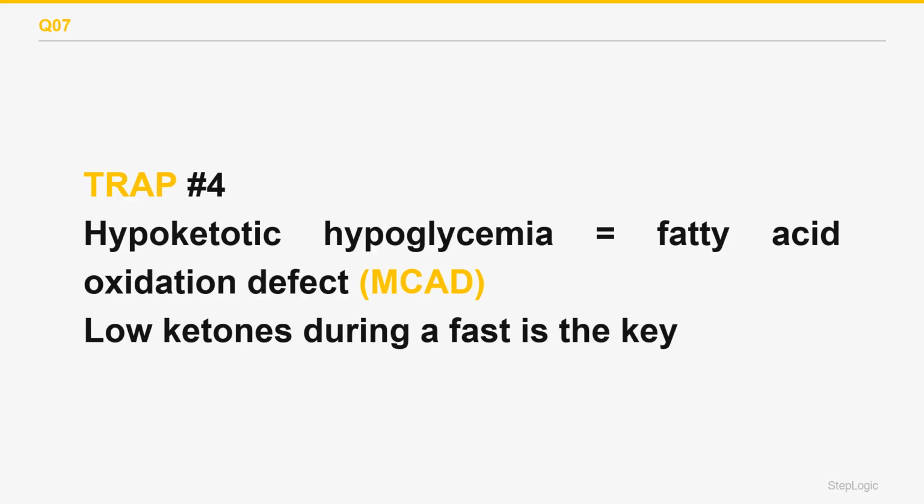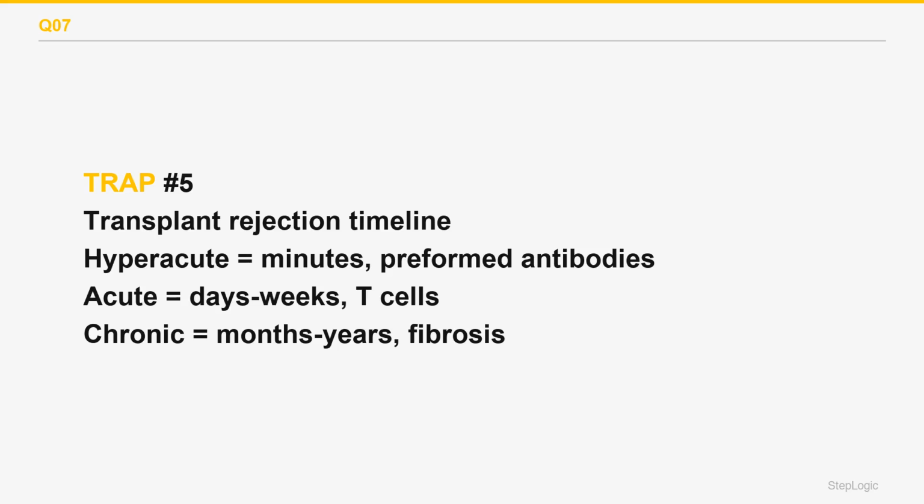Trap 4. Fasting hypoglycemia with low ketones. Most causes make ketones. The absence of ketones points to a fatty acid oxidation defect. MCAD is the most common. Avoid fasting in these children. Trap 5. Rejection timing tells you the mechanism. Minutes means preformed antibodies, hyperacute. Days to weeks means T cells, acute. Months to years means fibrosis, chronic.